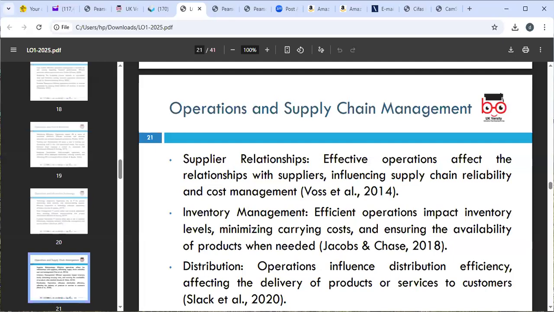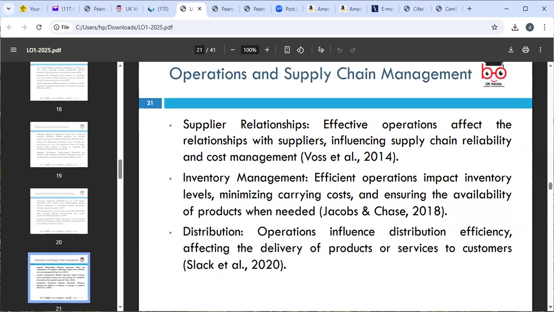Inventory management. It is very important that you check your inventories internally. Efficient operations impact inventory levels, minimizing carrying costs and ensuring availability of products when needed. Inventory helps you to know what you have available and what you need in future. Inventory helps you to know your costs, whether you have loss of costs embedded or whether you intend to bear more costs. Inventory reveals the accountability of products that have been used and what you need to buy in advance.